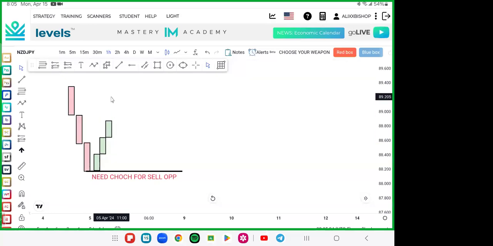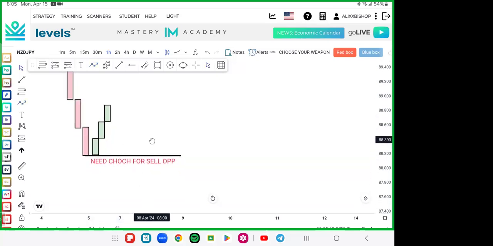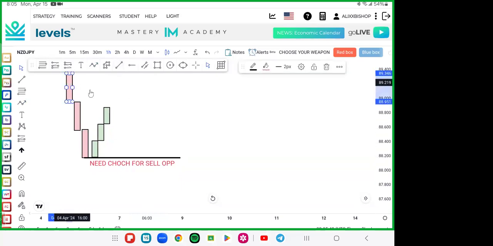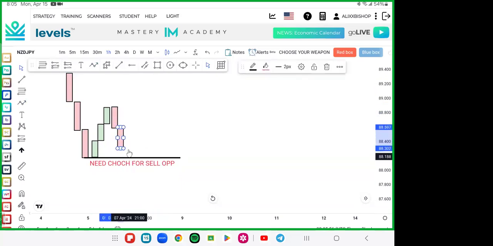So as the market is doing its thing, again, we have lower low, lower high. We need market to do its thing and break below this line to give us that BOS, letting us know market is continuing down. Market's doing its thing. Awesome, we get a BOS. This is exactly what we need to see, guys.